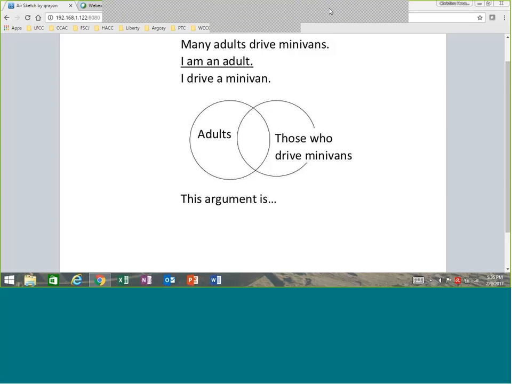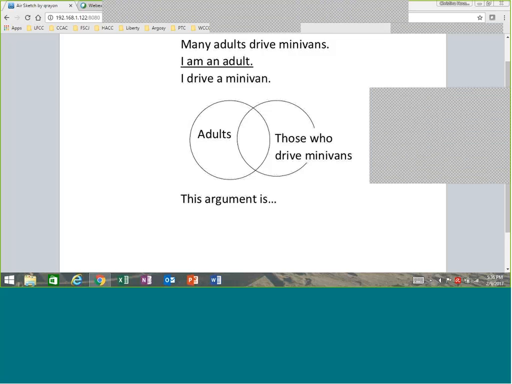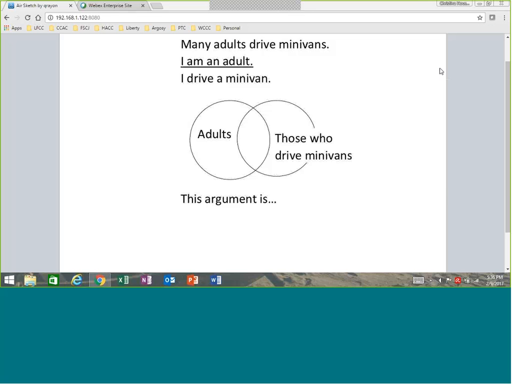I have some people saying it's invalid. Let's see. Many adults drive minivans. So that would be like some adults drive minivans. So it would look like that. Some adults drive minivans. The word many could be replaced by some. That means at least one adult drives a minivan. So I'm going to put an X right there.